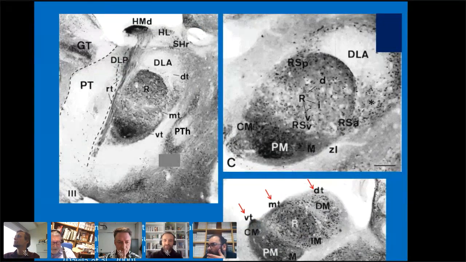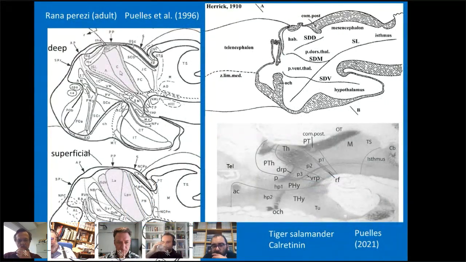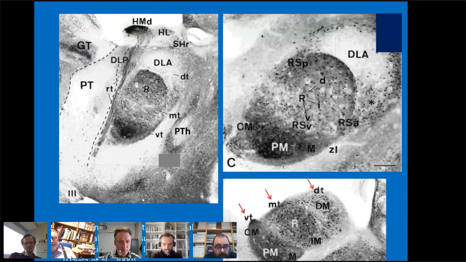Okay, the next point I want to touch on is that the thalamus, as we have seen here, already has several subdivisions. Actually, when I explore this issue of subdivisions, not only in the frog, but in lizards, in the chicken, in the mouse, what we discover is that there are three main subdivisions of the thalamic mass.